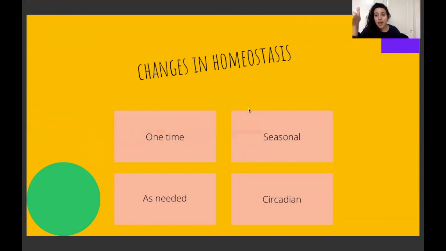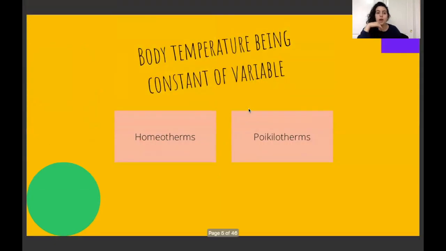Changes in homeostasis. We have one time, like puberty. We have seasonal, like a lot of seasonal breeders. We have as needed, like when you're in a stressful situation. We have circadian rhythm, so when you wake up, it's different than when you go to sleep in terms of your hormonal levels, things like that.